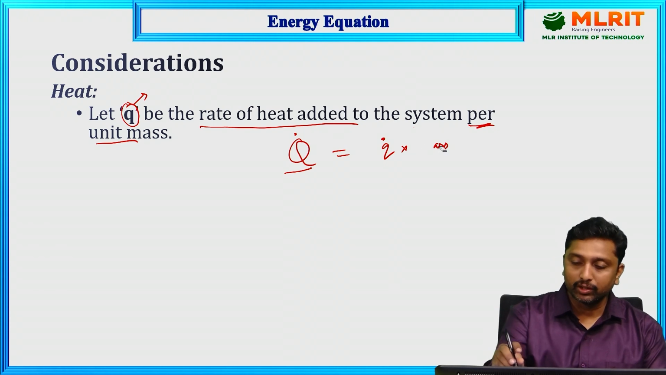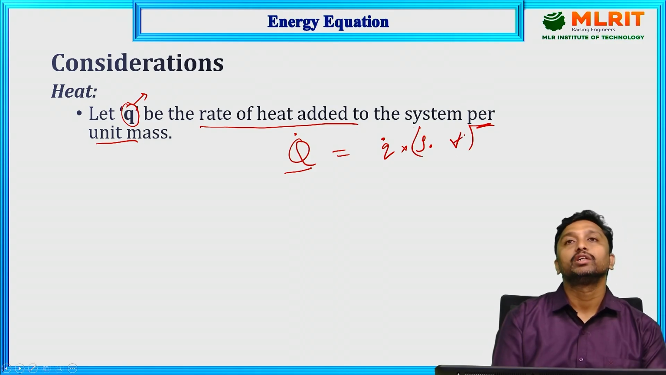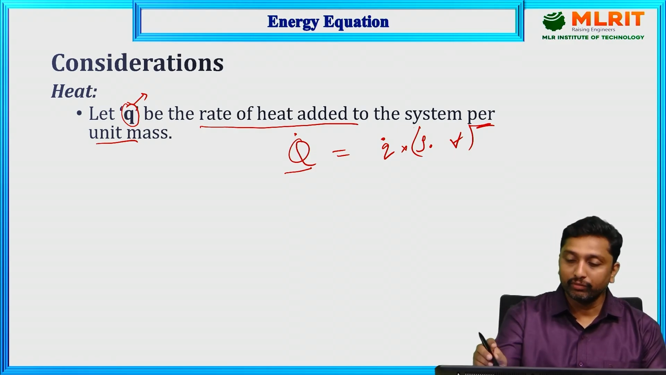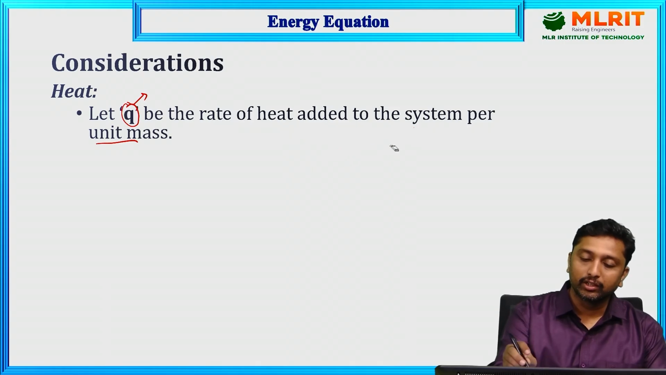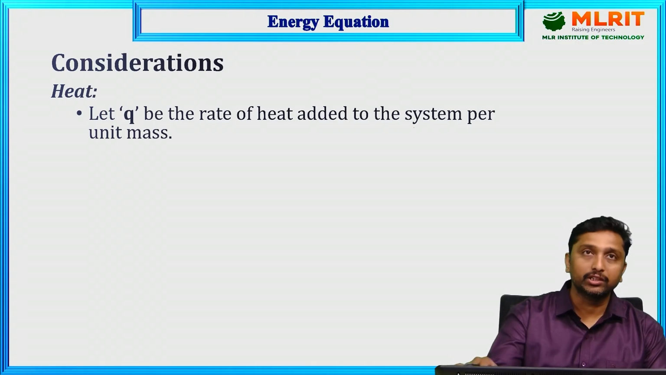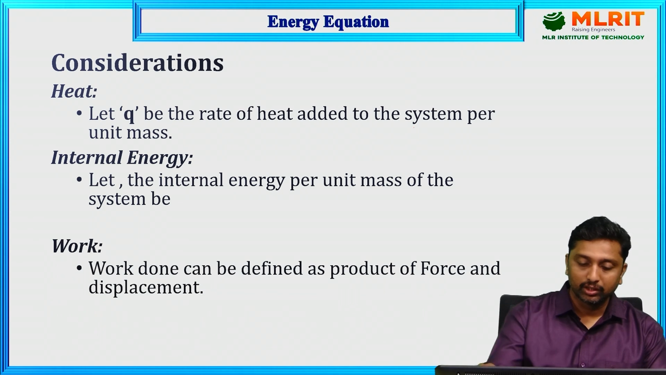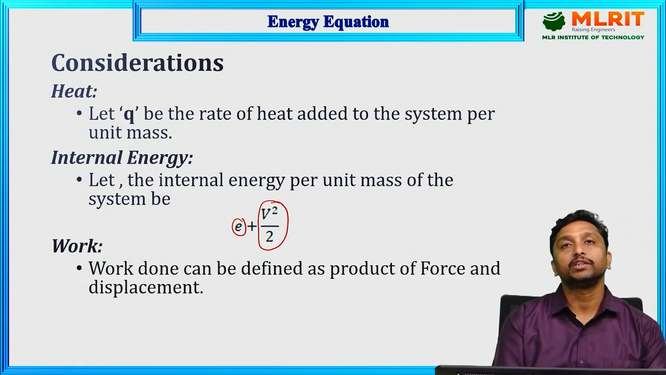So what is mass for a system? Mass for a system can be written as rho into volume. That is, density into volume is nothing but the mass. So if we multiply these two, we end up with the total heat rate that is transferred to the system. Similarly, let us consider internal energy. Let internal energy per unit mass be E plus V square by 2. E plus V square by 2 is the total internal energy of the system.